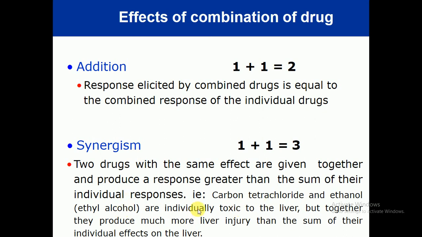As we know, carbon tetrachloride and ethanol, or ethyl alcohol, are individually toxic to the liver, but together they produce much more liver injury than the sum of their individual effects on the liver. So this point is clear: two drugs which have the same effect, given together, produce a response greater than the sum of their individual responses.